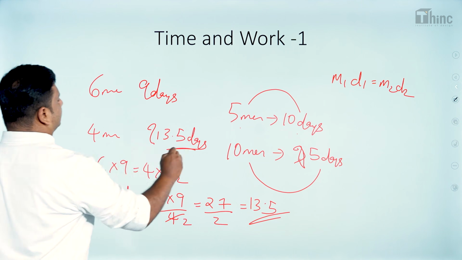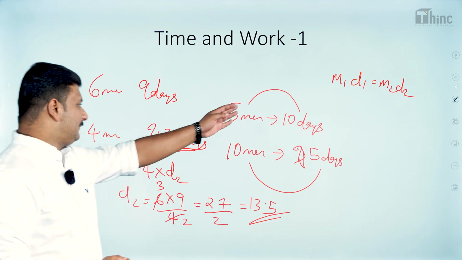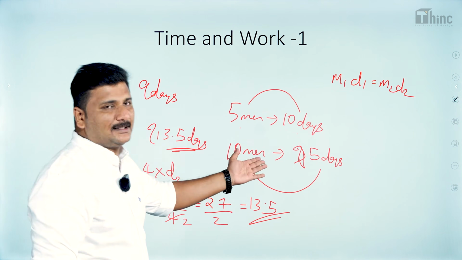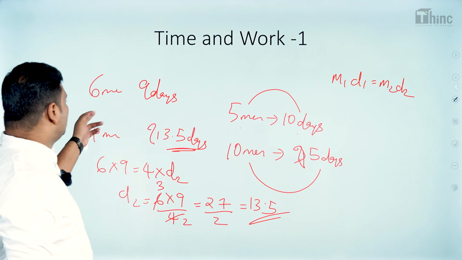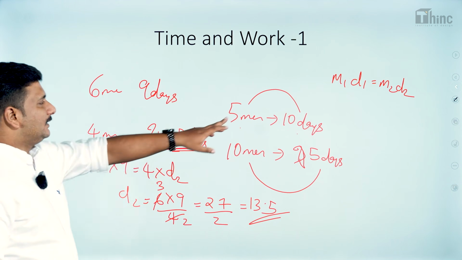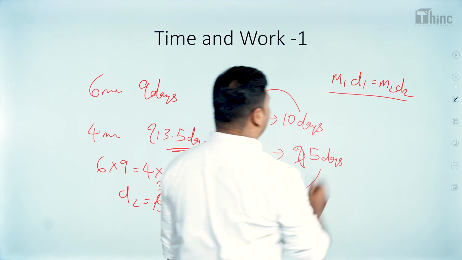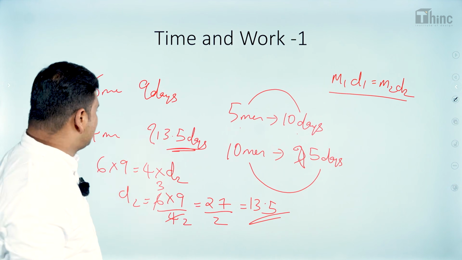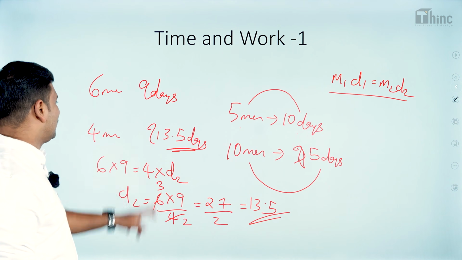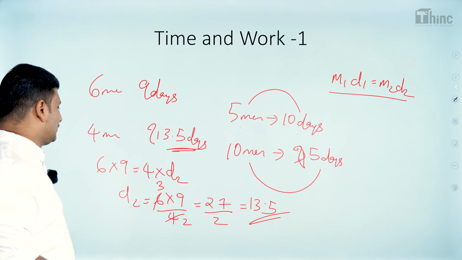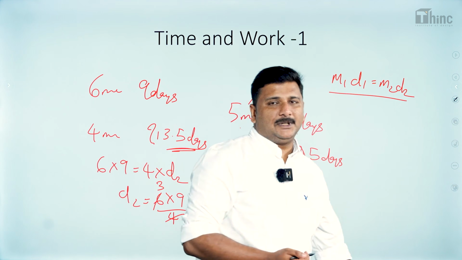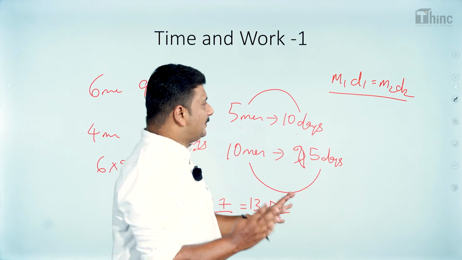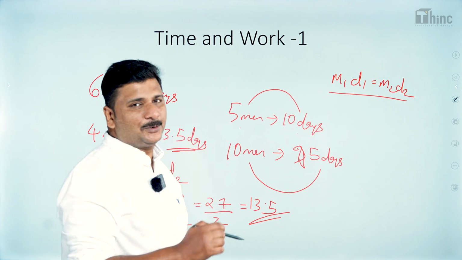If it is a simple question like the earlier one, we can find the answer really fast because we know that double the men are working, so they need only half the time. But if it is a complex question like this, we can make use of the formula M1D1 equals M2D2 and find the answers very fast. So 6 into 9 equals 4 into D2. So D2 will be 6 into 9 by 4, which is 13.5 days. I believe this concept is clear for you. So the basic equation is M1D1 equals M2D2.